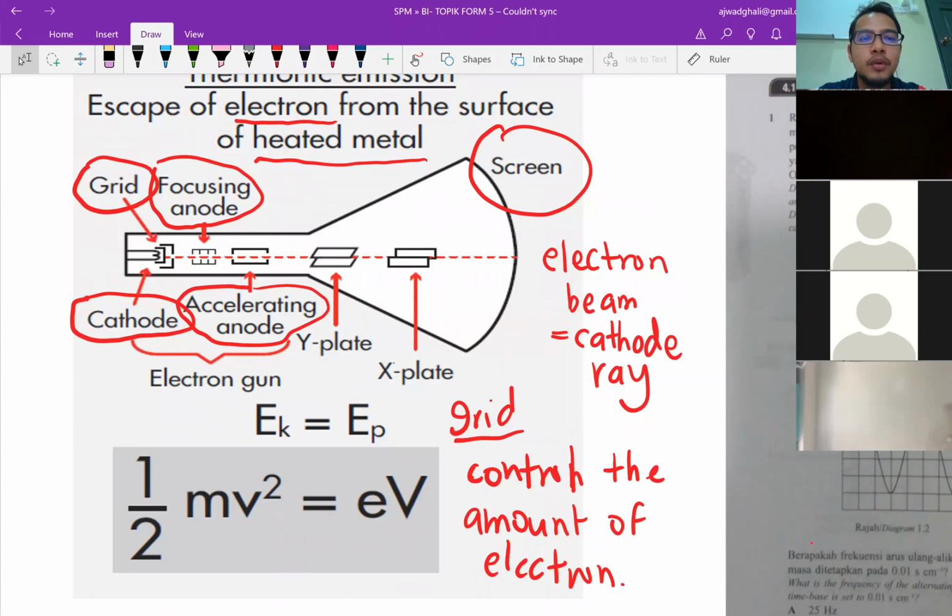So after controlling the amount of electron, focusing will focus the electron, and accelerating will accelerate the electron straight to the screen. We have a fluorescent screen. When they hit, it'll produce a dot like this.